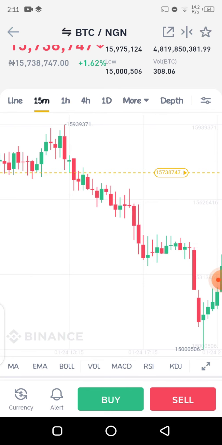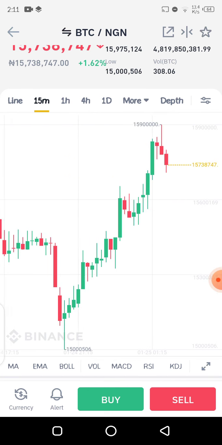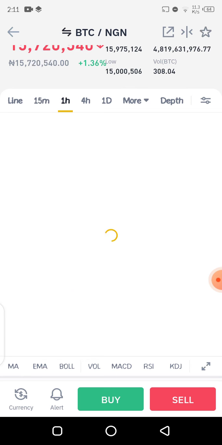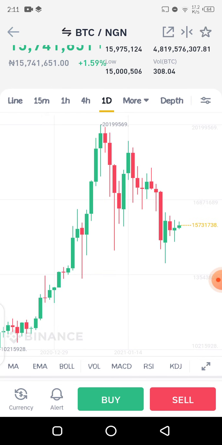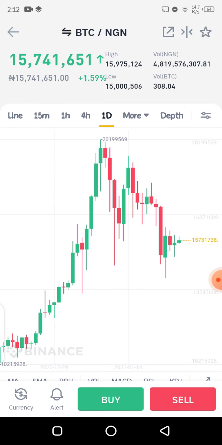So that's it. You can watch the trend of 15 minutes, look at the resistance on 1 hour, on 4 hours, on a day. Try and look at the resistance. I'm going to explain more about resistance and support in another class. But right now, you can buy. This is what I recommend. Go and buy 1inch.